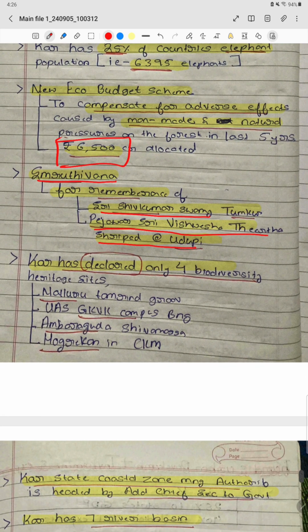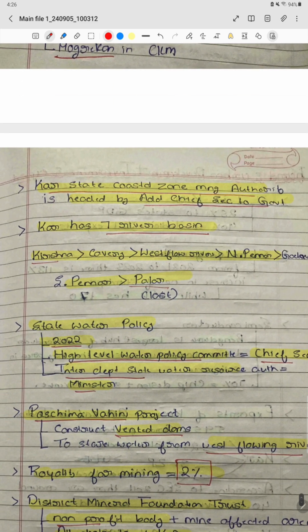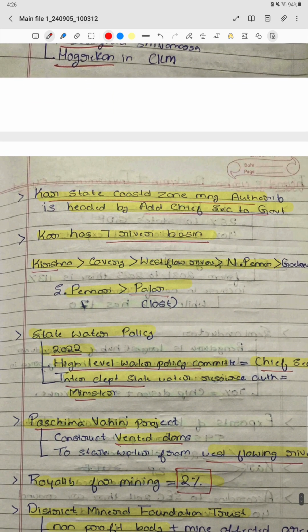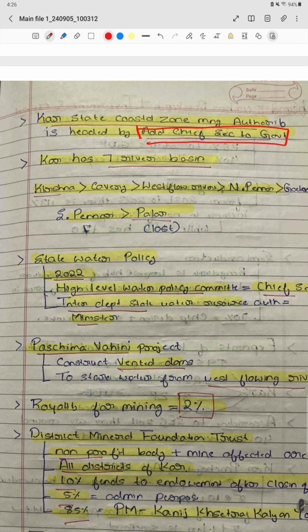And Karnataka has 4 biodiversity heritage sites. We have seen this. Then the Karnataka State Coastal Zone Management Authority, which was established in 2000, will be headed by the additional chief secretary to the government of Karnataka. This is an important fact. Then I think we might know this from geography, but we'll just revise. Karnataka has 7 river basins, and in order the maximum is Krishna, and the least is Palar. If we remember this, we can arrange all of them based on logic.